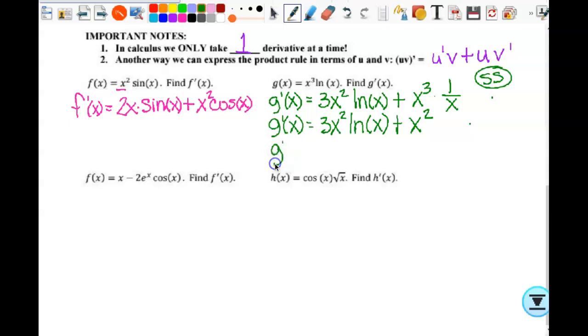So wouldn't this also be x squared times 3 times the natural log of x plus 1? Is that the same thing? I just factored out a GCF. Okay? So at least, you should be capable of doing that, and you should be able to understand that that would be the same thing.